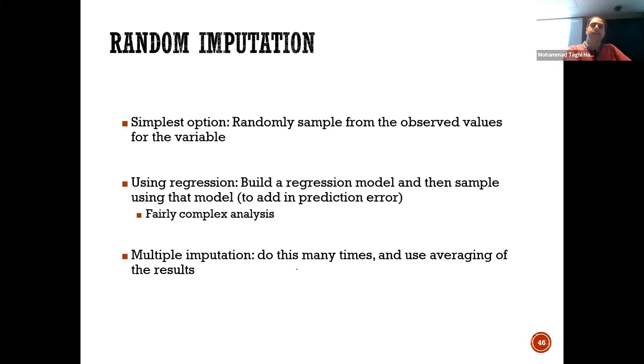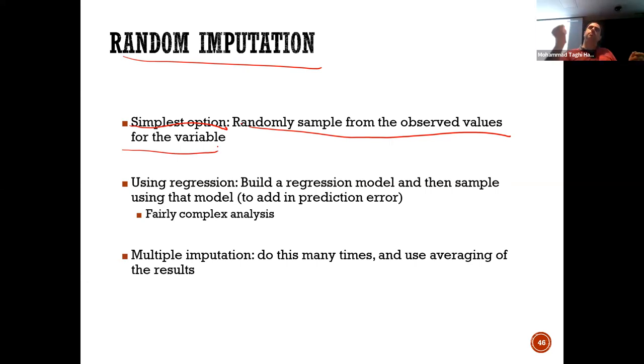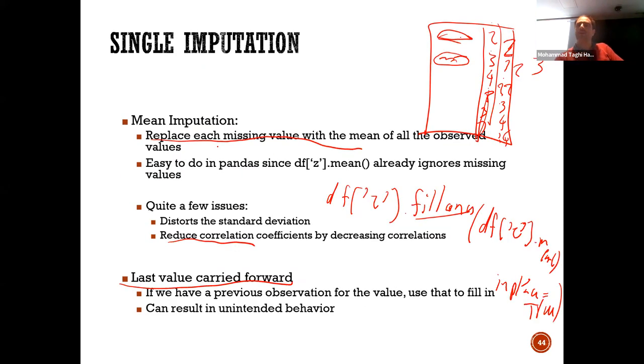Another approach, the simplest, is random imputation. You randomly sample from observed values for that variable. That actually is not a bad option. For example, we were discussing this case where a value was missing, and we were putting 3 for all of them. Instead of doing that, say I have 2, 3, 4. Maybe I have two 2s, and a 3 and a 4. So I will see what the distribution is.